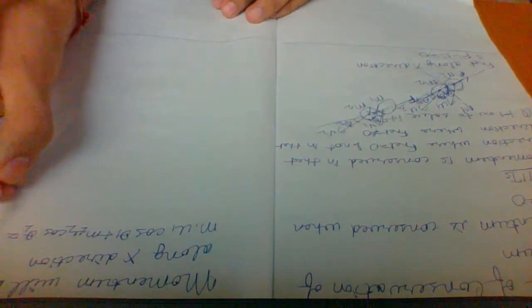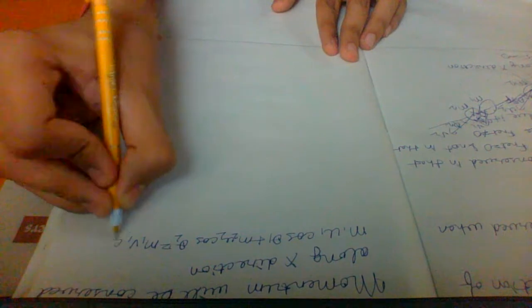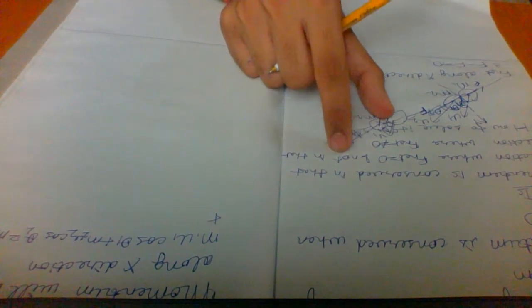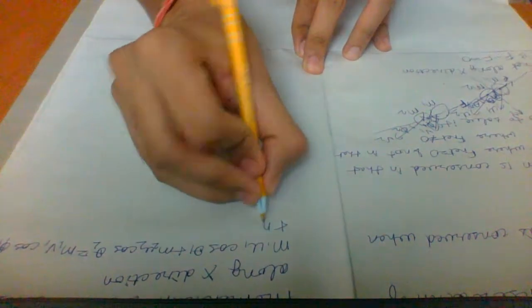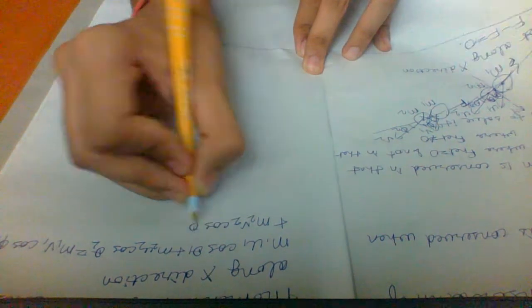So its x component is m1 v1 cos phi 1, and similarly this is m2 v2 cos phi 2.